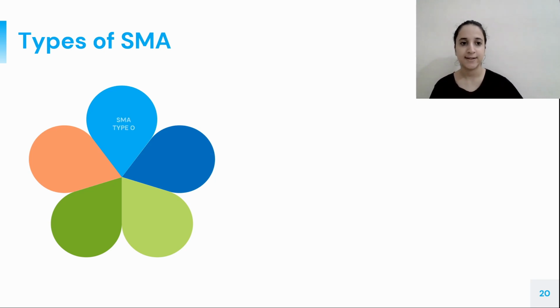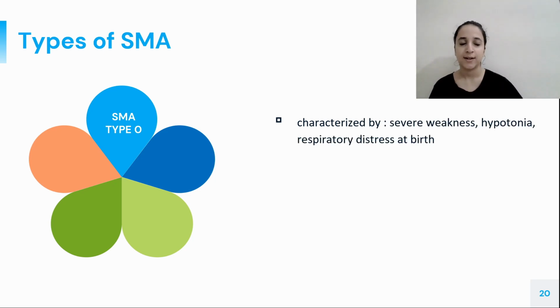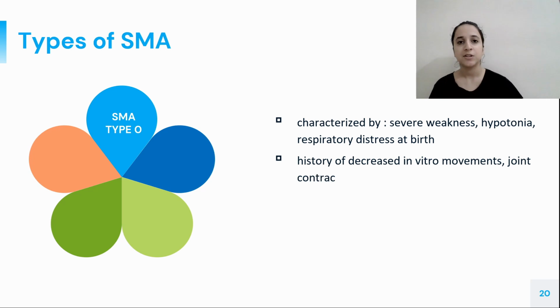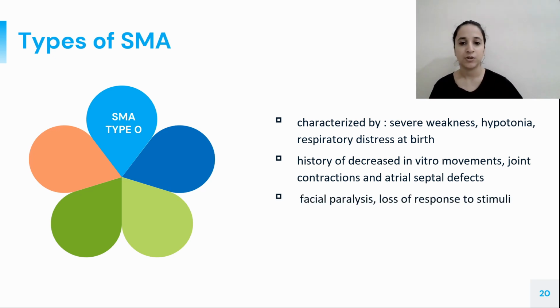The first being SMA type 0. It is characterized by severe weakness, hypotonia, which is decrease in muscle mass, and respiratory distress at birth. There could also be a history of decreased in utero movements, joint contractions, and atrial septal defects. The child might also exhibit facial paralysis and loss of response to stimuli. The child rarely survives past 6 months of age.